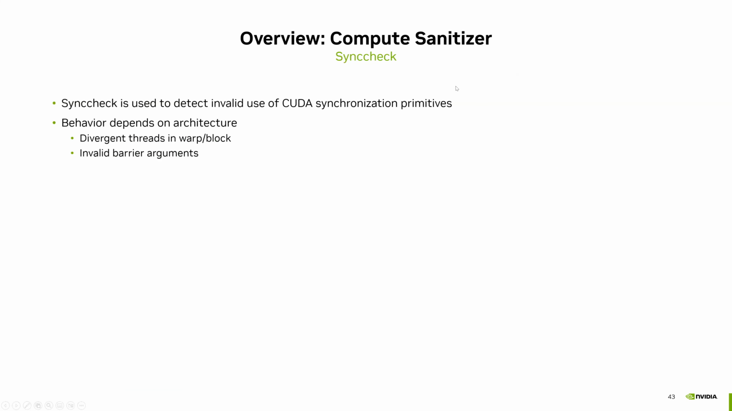All right, finally, SyncCheck. This is the last tool. This is used to detect invalid use of CUDA synchronization primitives. The behavior here will depend on architecture, but you can detect things like invalid divergent threads in a warp or block going into a synchronization primitive, or invalid barrier arguments, things of that nature.